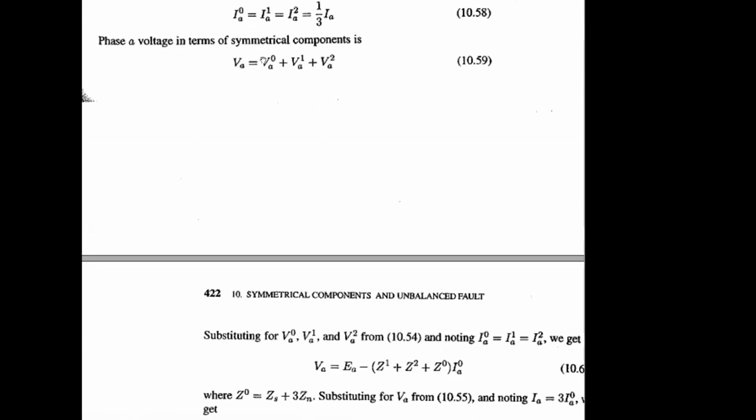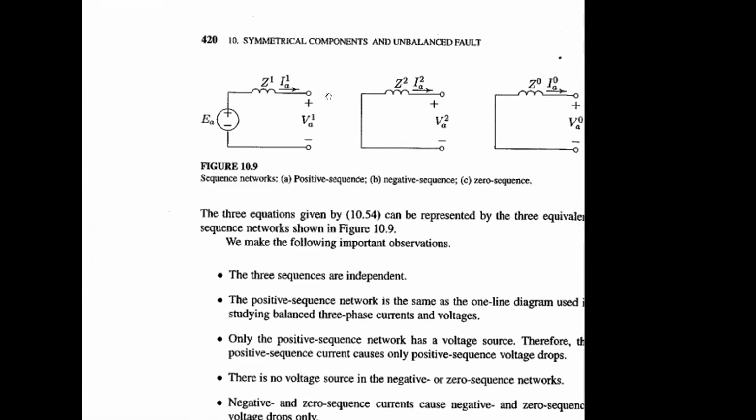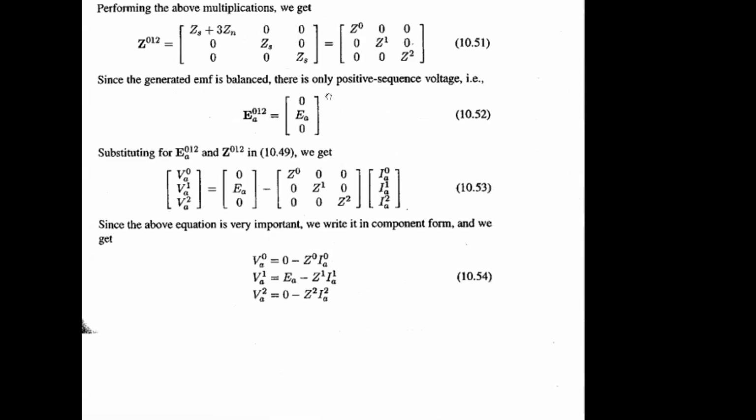Sir, why do the other two, VA0 and VA2, not have any voltage source? I couldn't understand that part. That means only the positive sequence will have the information. The other two will not have any information for internal EMF, because the generated EMF was balanced, so there is only positive sequence voltage.